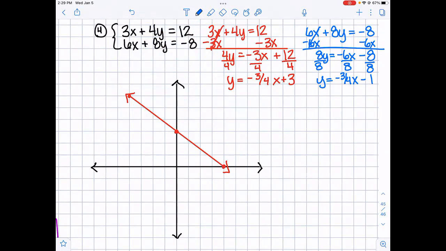Okay, then the blue line, where's it starting? -1. And where are we going from there? Down 3/4. Or you could go up 3 to the left 4.